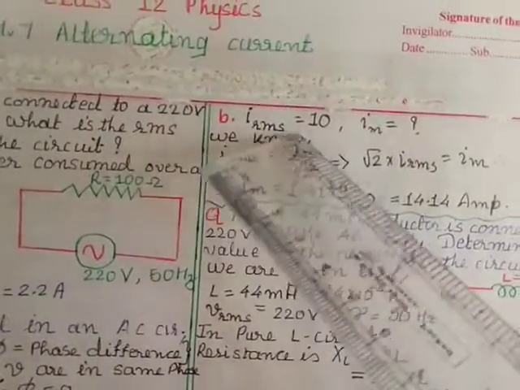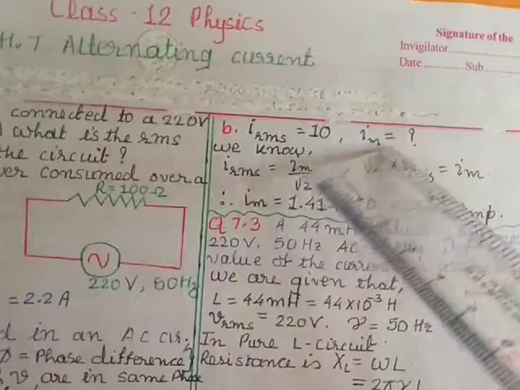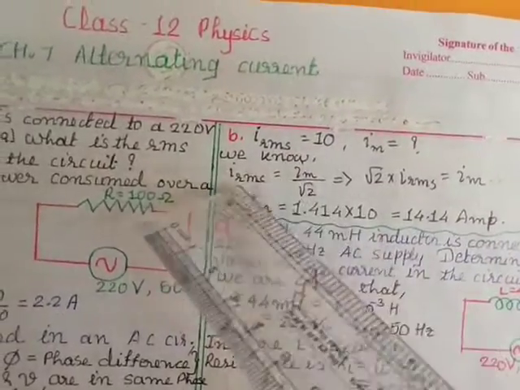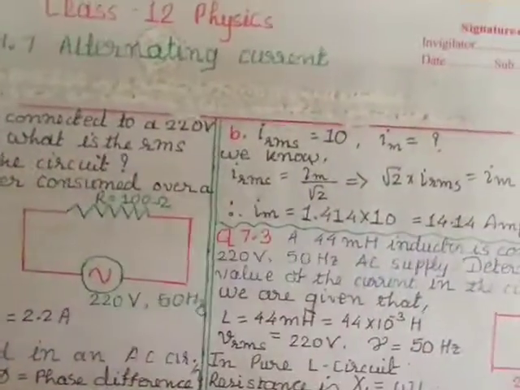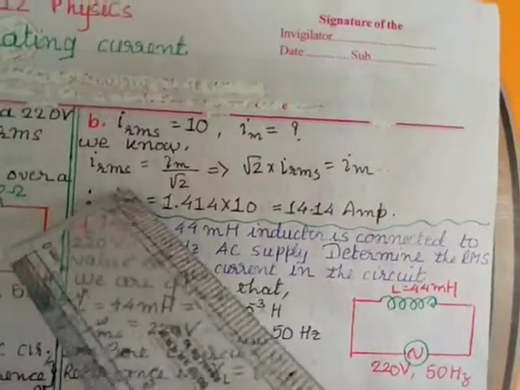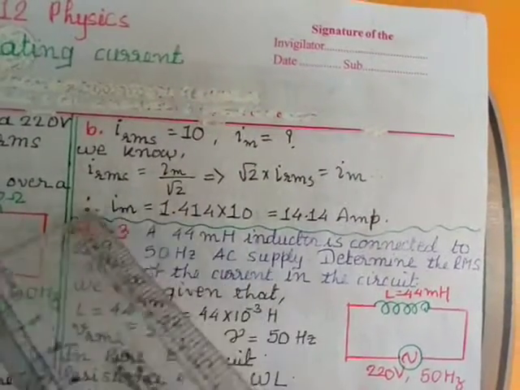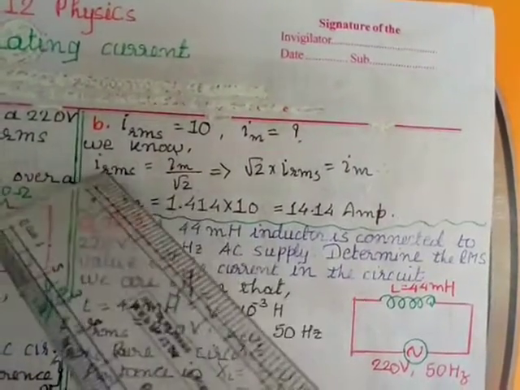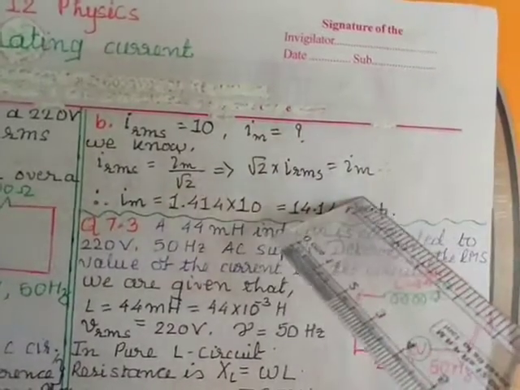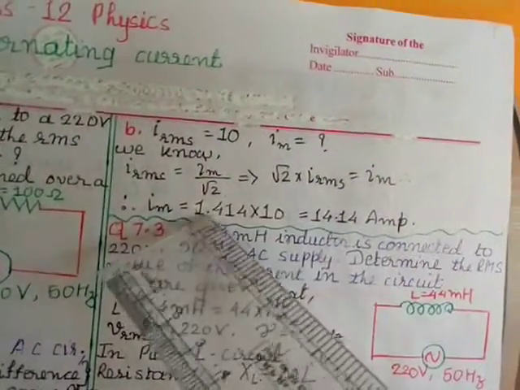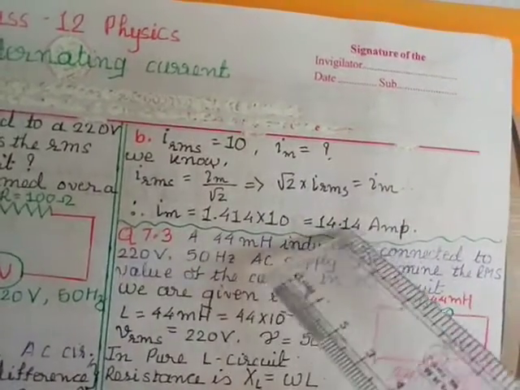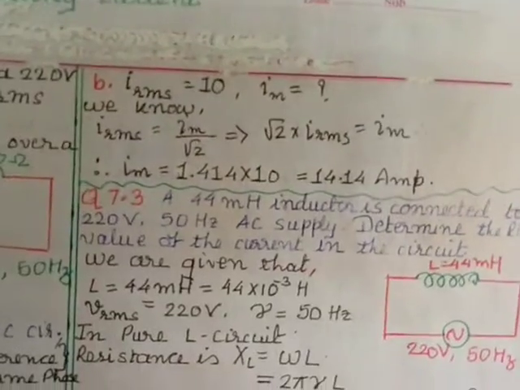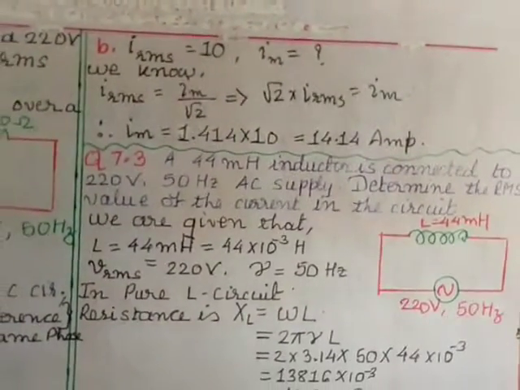Number B, IRMS is given as 10 ampere and you have to find I maximum or Im. So we know that IRMS equal to Im by root 2, same formula, same way, but earlier it was for the voltage and now it is the relation for the current. So we write IRMS equal to Im divided by root 2. I want to find Im value, so root 2 you transfer here. So root 2 into IRMS equal to Im. Put the value, root 2 is 1.414 and IRMS is given 10. Multiply, you get 14.14 ampere. So this is the value of Im, or the peak current.